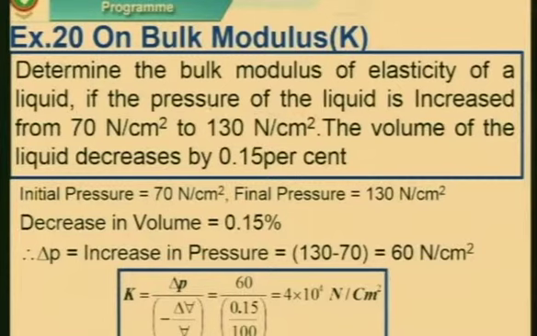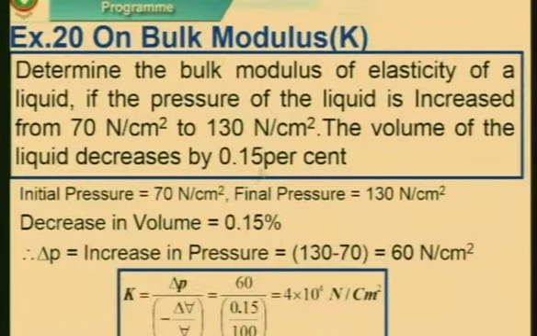The last example is on bulk modulus. Determine the bulk modulus of elasticity of a liquid if the pressure of the liquid is increased from 70 Newton per centimeter square to 130 Newton per centimeter square. The volume of the liquid decreases by 0.15%. It means initially pressure was 70, I am increasing it to 130, correct. So, definitely the volume will reduce, it is reducing by only 0.15%. Let us apply to the formula.